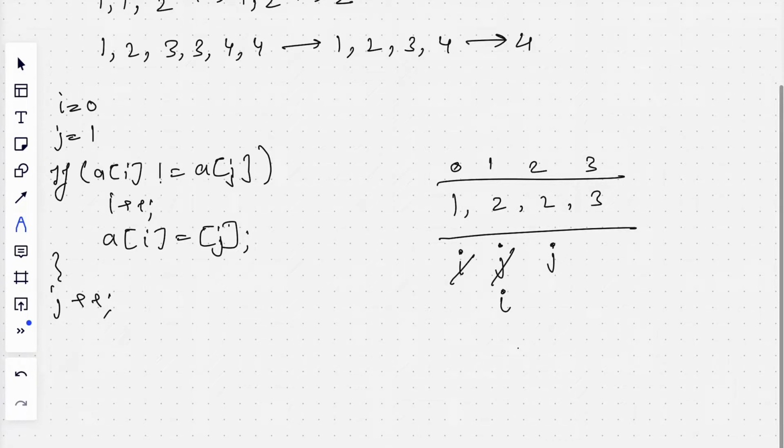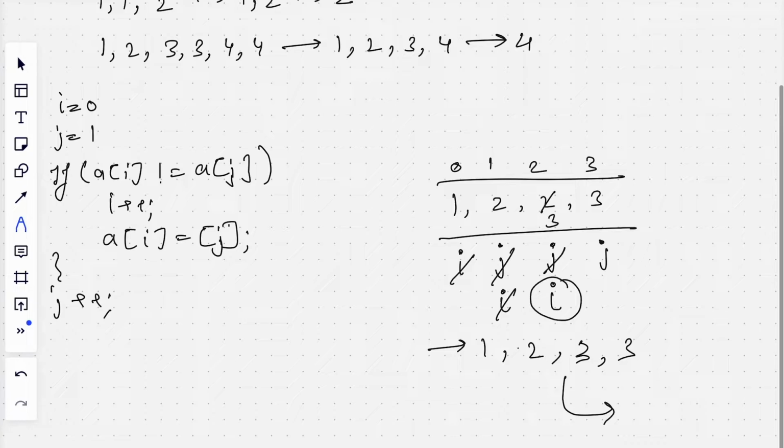Now we'll see they are equal. We'll just increment j. Now they are unequal. We'll increment i and copy the value from j to position i. So the input array would look like 1, 2, 3, 3 and i is at 2. So the final length of the output will be i plus 1, which is 2 plus 1, 3.